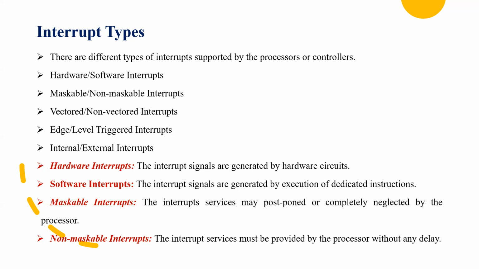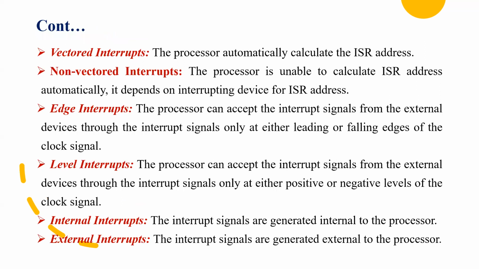The best example for non-maskable is power failure routes. The next type is vectored / non-vectored interrupts. If you want to call an interrupt vectored, it means the processor itself automatically calculates the service routine address. It doesn't depend on the interrupting device where your service routine is. Your processor itself can calculate a service routine address automatically. Such interrupts we consider as vectored interrupts.